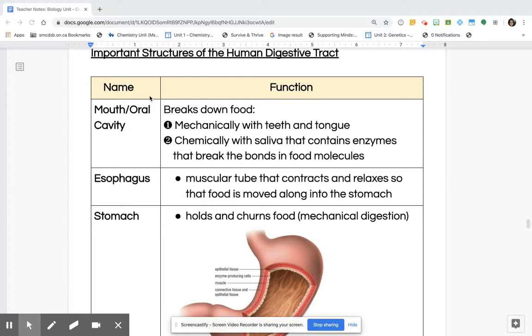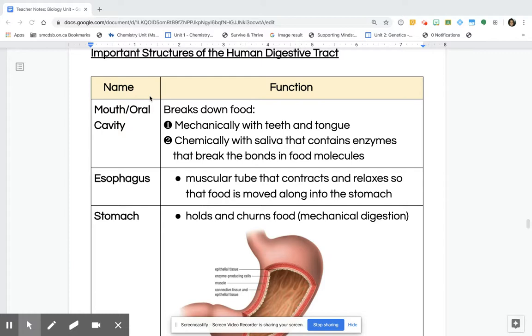But as our teeth and our tongue are breaking down our food, chemical reactions are also happening inside of our mouth. So we have saliva, and saliva in our mouth has these things called enzymes. And enzymes are just these tiny little molecules or molecular compounds that help to speed up a reaction. So here, our enzymes break the bonds in the food molecules that we're eating so that we can break them down way faster.